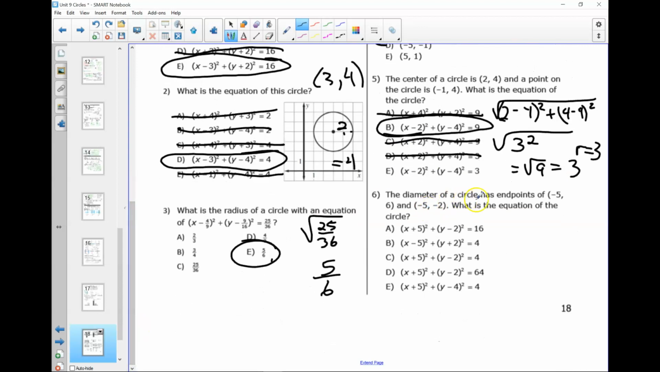And finally, the diameter of a circle has endpoints 5, 6, and negative. And we're going to skip this one. Use the distance formula and divide by 2. There ends our unit.